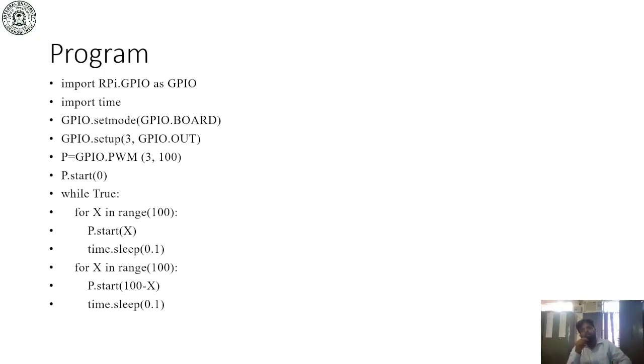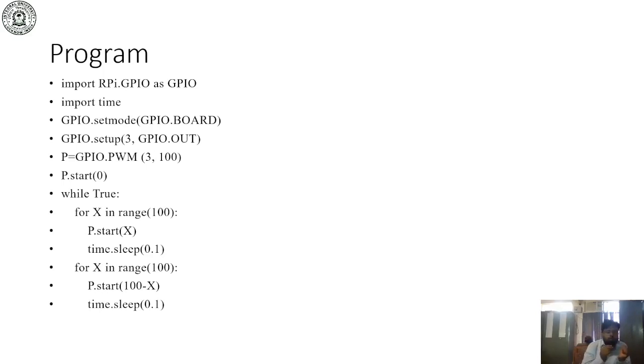Okay, so 100 will show the maximum brightness of the LED and 0 will show that our LED is off, or the minimum brightness. In the next line, p.start(0). That means we are starting from the low level, that means the LED is in the off condition. And after that we will gradually increase the brightness of the LED to the maximum, 100%.